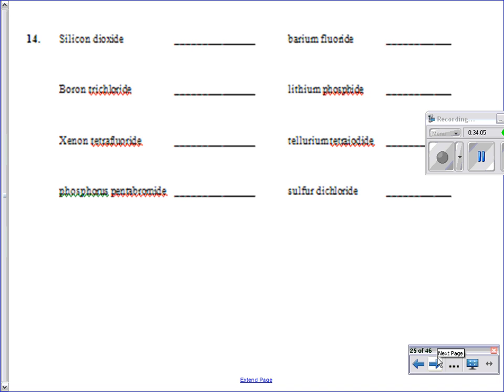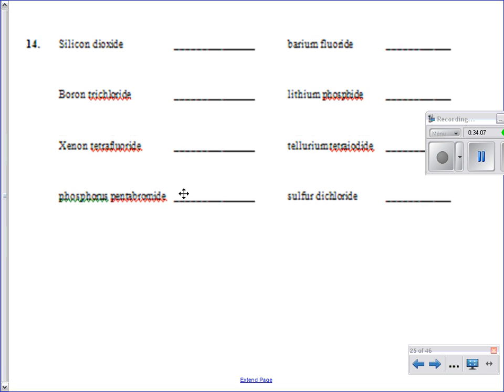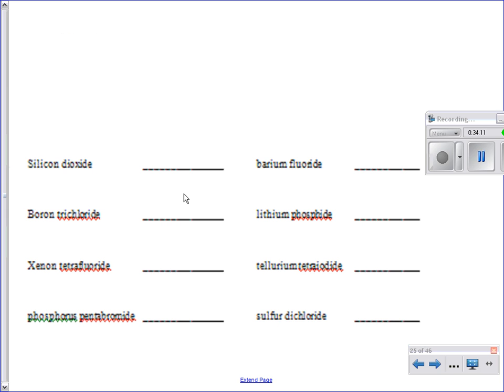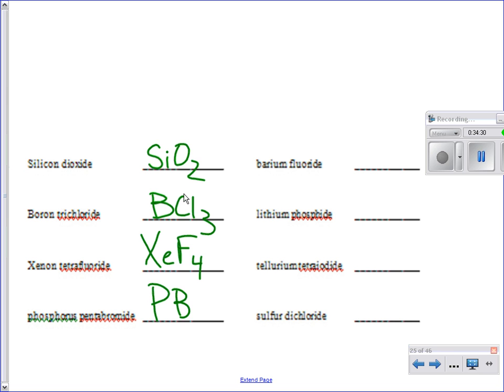Okay, last few. These are going to be a little bit mixed up. So let's see how you guys handle that. Silicon dioxide. Boron trichloride. Xenon tetrafluoride. Phosphorus pentabromide.